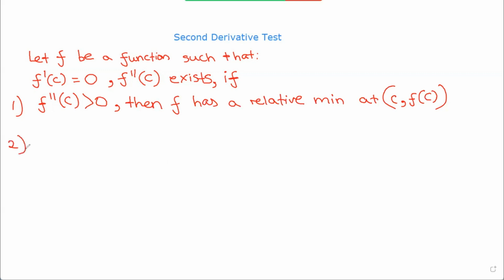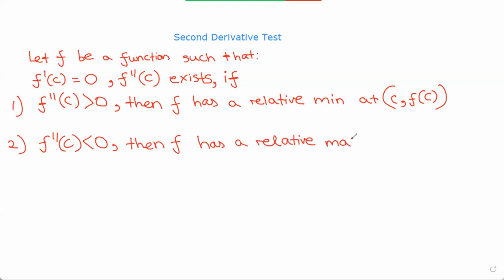Now the second case is that if f double prime of c is less than 0, then f has a relative maximum at c comma f of c. So if f double prime of c is less than 0, then f has a relative maximum at c comma f of c.